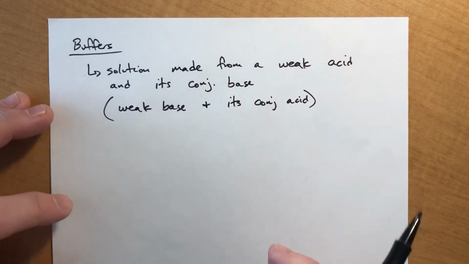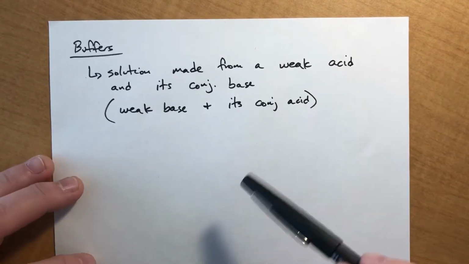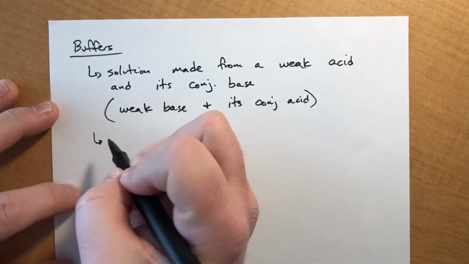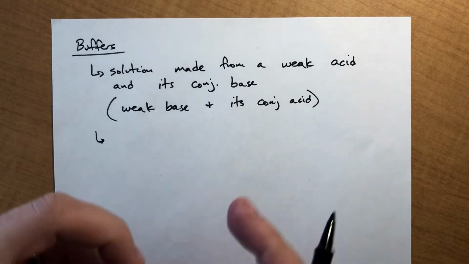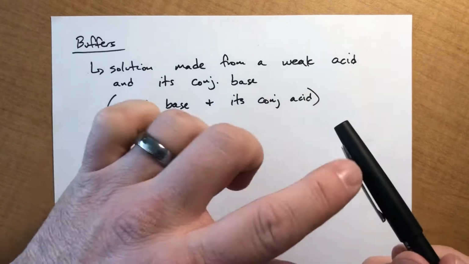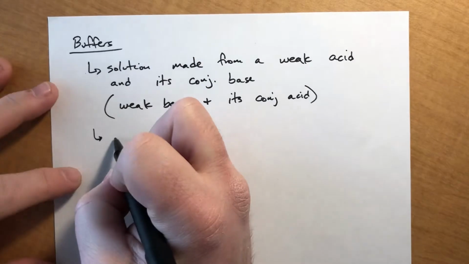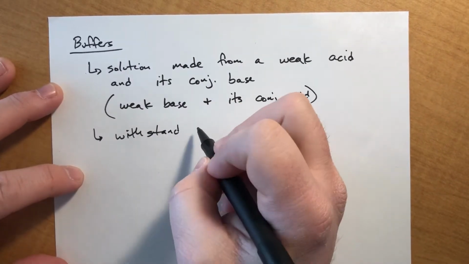You can also use a weak base and its conjugate acid. Either way works, but honestly in textbooks and sampling, they tend to talk about the acid and its conjugate base more often. The reason we would care about buffers is that they are able to withstand pH changes. When you add acid to the solution, it reacts with the conjugate base. And when you add base to it, it reacts with the conjugate acid, and it kind of neutralizes things so it can withstand pH changes.